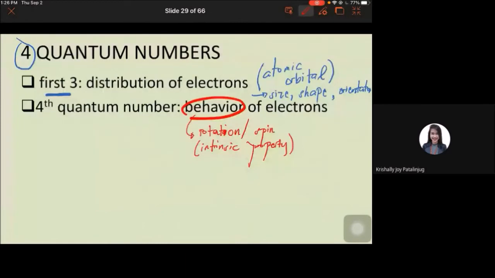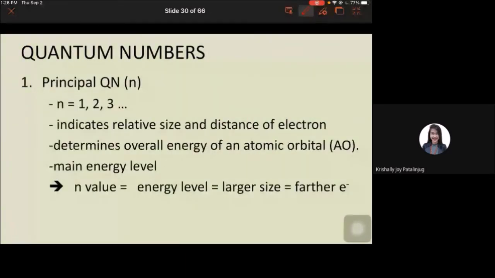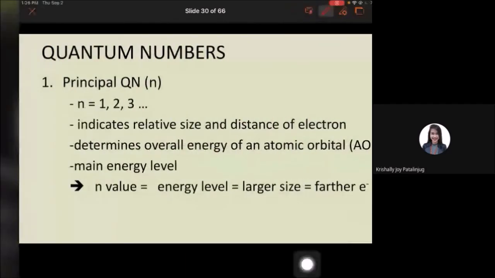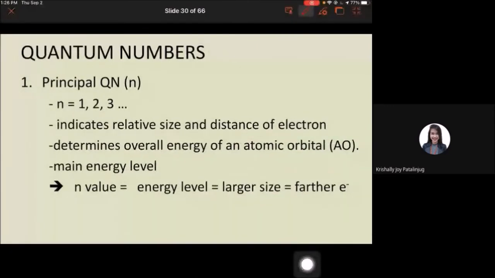Okay, the quantum numbers in chronological order. Later you will appreciate why they must be in chronological order. The first quantum number is the principal quantum number. As you can see, it is designated with the symbol small letter n. I repeat, the first quantum number is designated with small letter n.